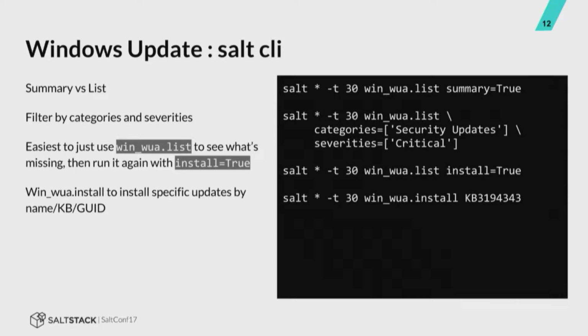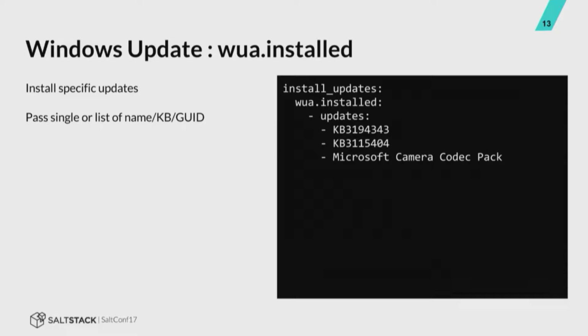You can also install just individual KB numbers if you know a specific update that you need to install, something you need to patch. And we do have states for that one as well. So you can send it a list of KB numbers, and those will get installed.